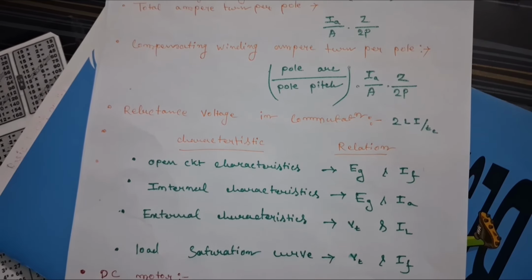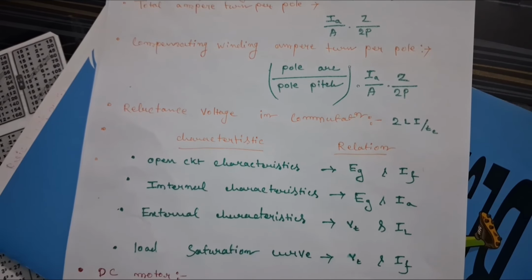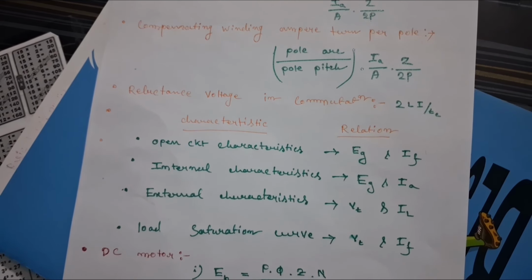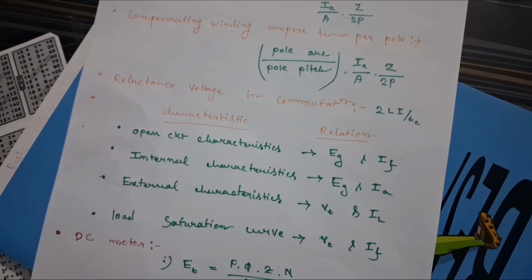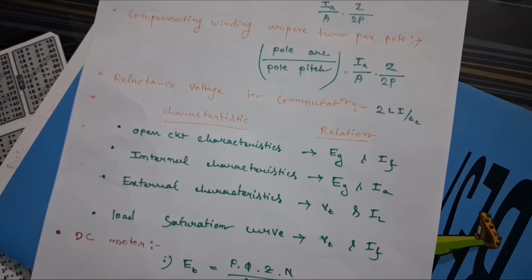Eg means back EMF and Ia means armature current. Next, external characteristics. External characteristics show the relationship between Vt and IL. Vt means terminal voltage, IL means load current. Then load saturation curve. Load saturation curve shows the relationship between Vt and If. Vt is terminal voltage, If is field current.